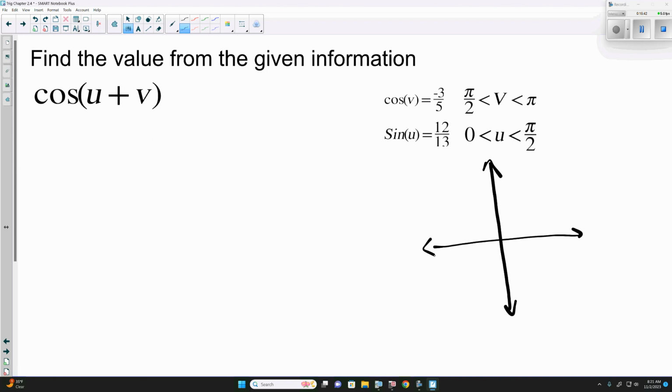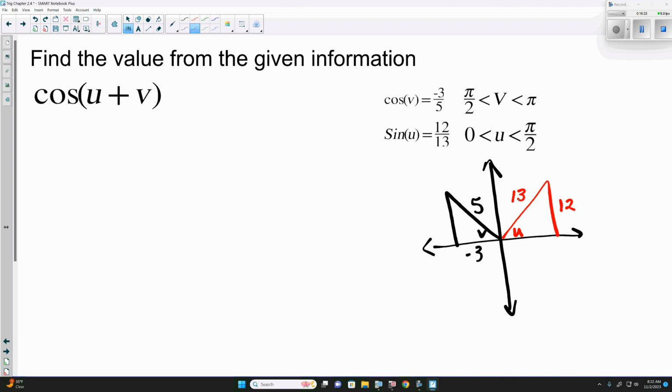Now the first one tells us cosine of v is -3/5, where v is between pi over 2 and pi. So we're back over here. It's v. Cosine is adjacent over the hypotenuse. Luckily for us, they set u between 0 and pi over 2. And they told us sine is 12 over 13, opposite over the hypotenuse. So we get this here.